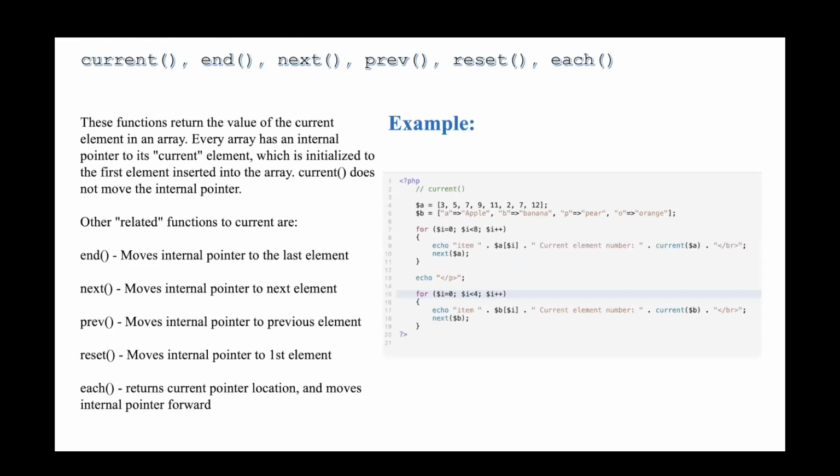All of these, I put them together: current and next. They all have to do with arrays because it gives you the current index number, the current position on the array. It can go to the end of the array. It could give you the next number on the array, the previous one. You can go to the beginning with reset, or each returns the current position of the pointer and moves the pointer forward.